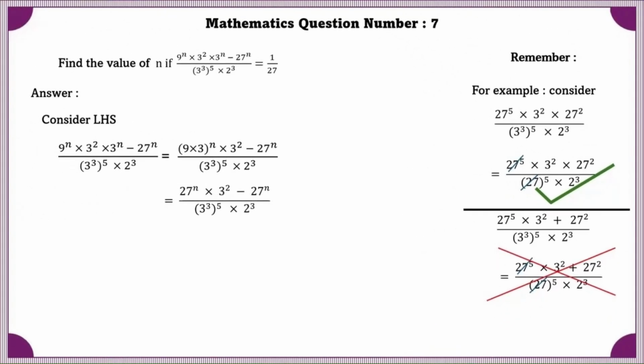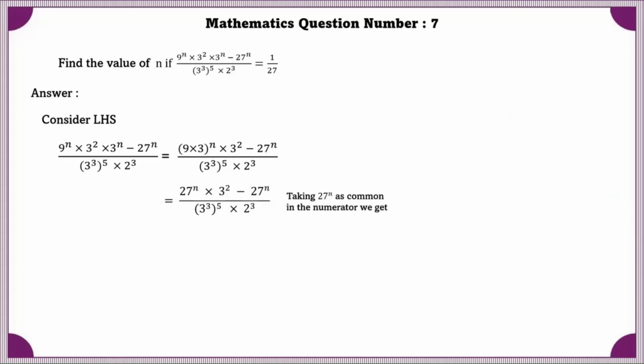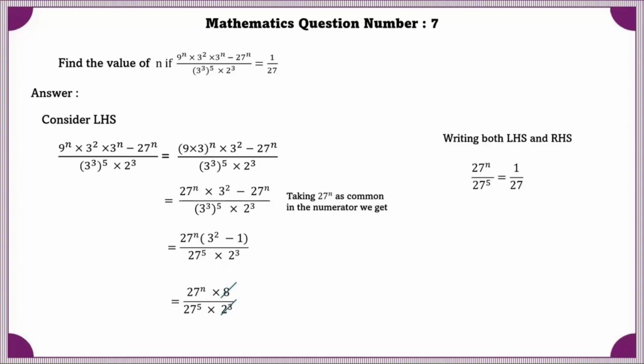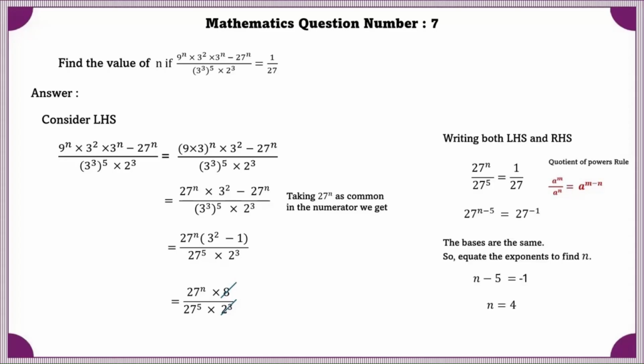Since 27 power n is common to both terms, first take 27 to the power n as common. Once it becomes a multiplying factor of the entire numerator, you can cancel it with the denominator if the same factor is present. Now, taking 27 to the power n as common in the numerator, we get 27 to the power n into 3 square minus 1 by 27 to the power 5 into 2 cube. And writing both LHS and RHS and using the quotient of powers rule, we can find the value of n as 4.